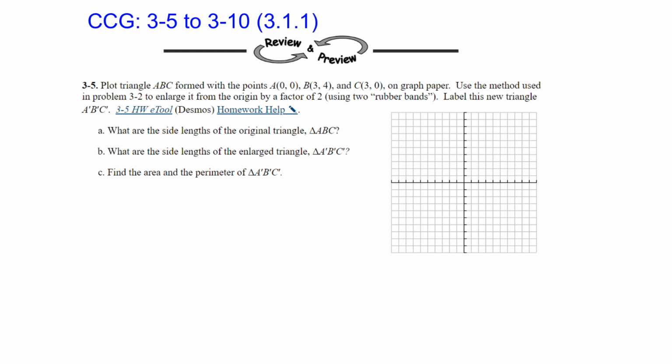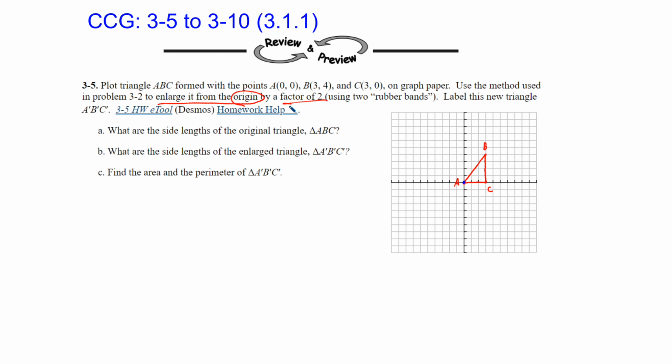So right now I'm just going to take those points and plot them on the grid. Alright, the points are plotted. We want to enlarge it from the origin by a factor of 2. So we're going to use the idea from lesson 3.1.1, problem 3-2.